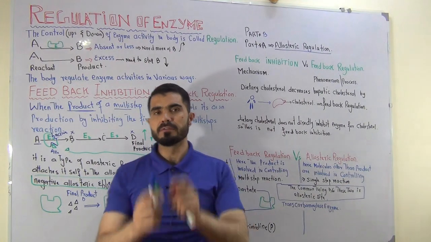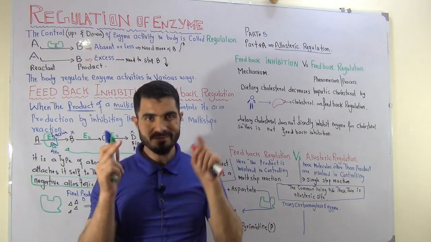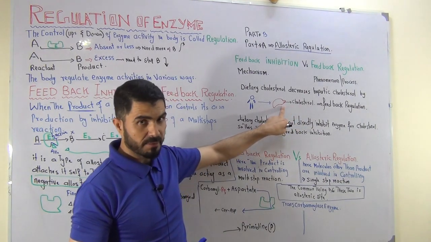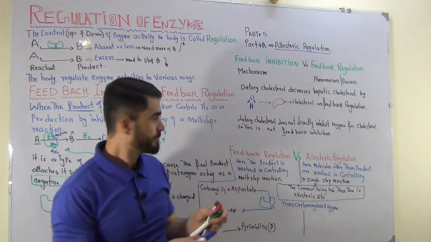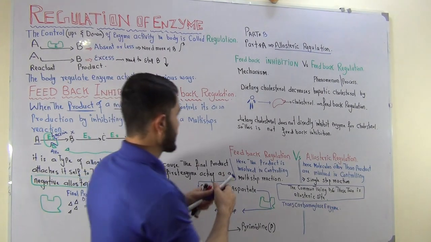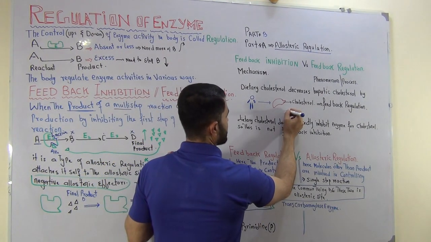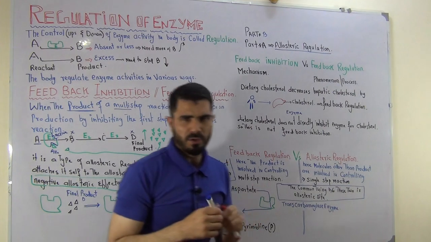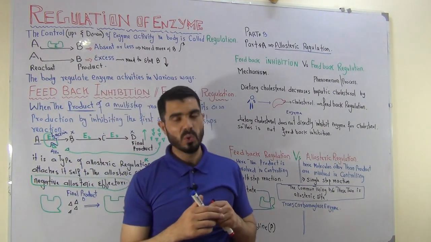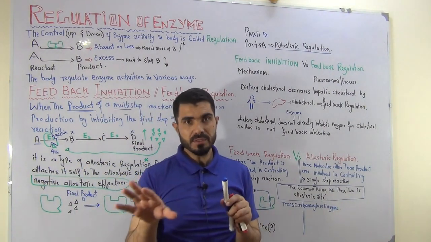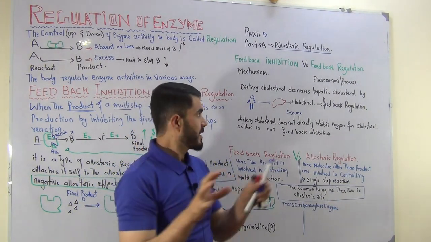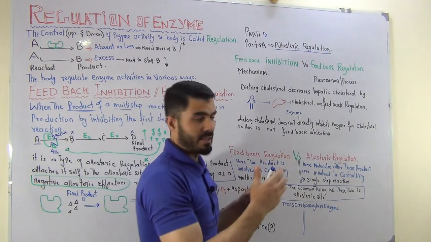You know very well that inside your body, you have a liver. Inside the liver, you have enzymes. You can also call it HMG-CoA. I think there is no need to write this name, but at least you should know there are a lot of enzymes there.